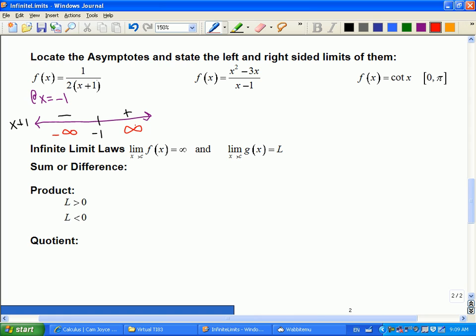Okay. So again, your job is to figure out where the asymptotes are located, and what the left and right side limits are as you approach. So you try the next two.